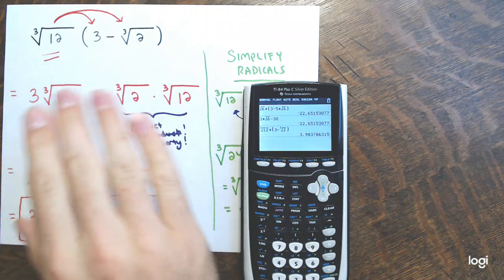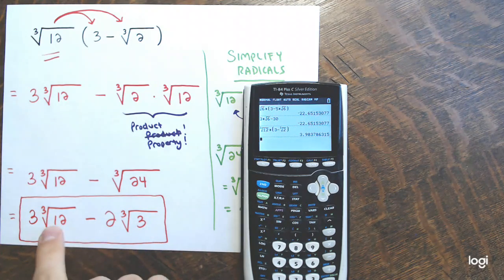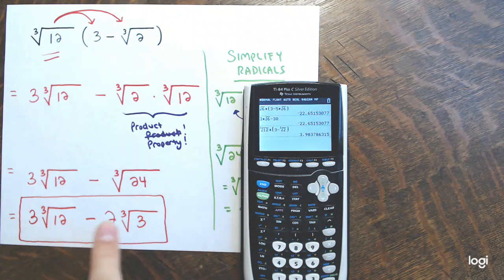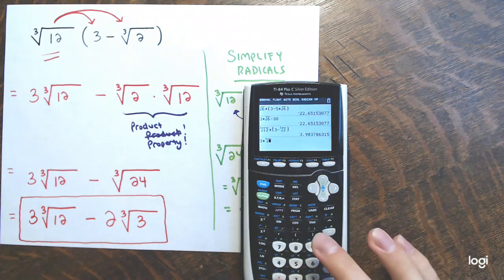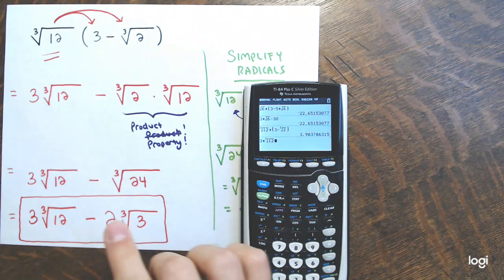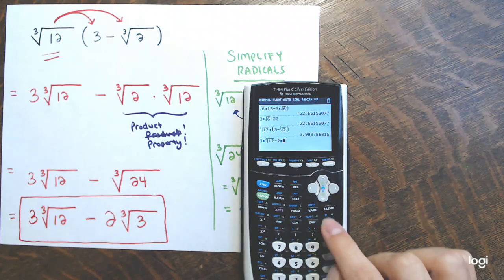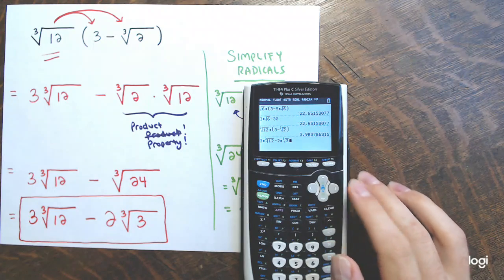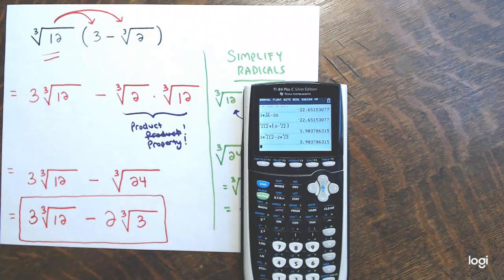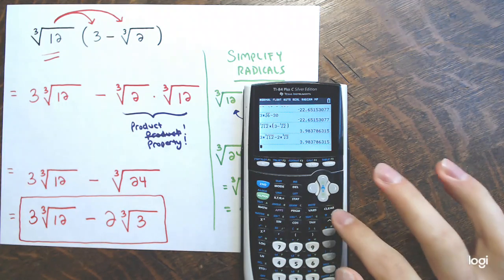Well, hopefully if I did everything right, the expression I got at the end, that's simplified, can't be added together, no parentheses, hopefully has the same value. So that's 3 times the cube root of 12, after that, minus 2 times the cube root of 3. And look at that, it is indeed the same number, 3.983786315, and so on. Wonderful.